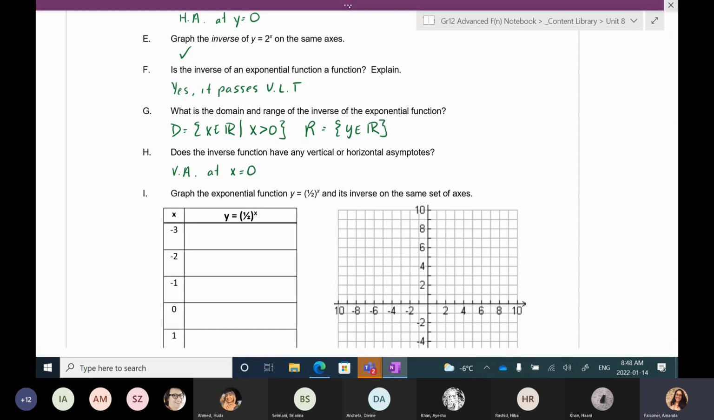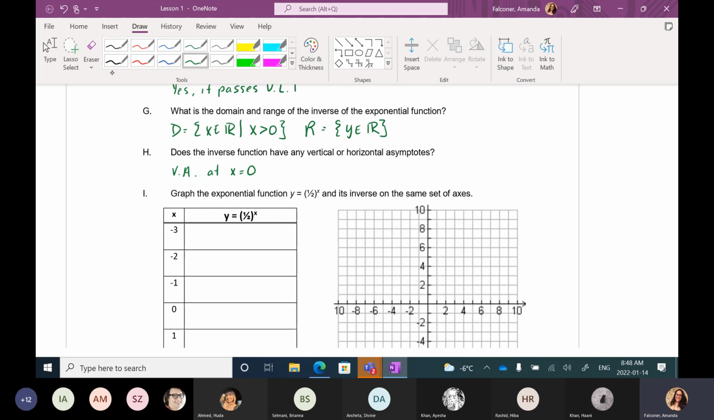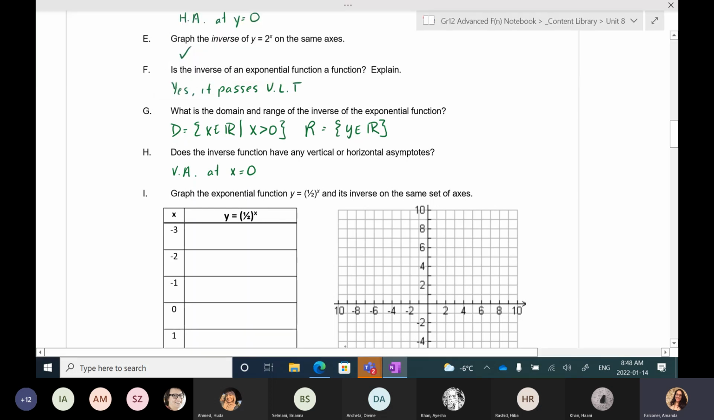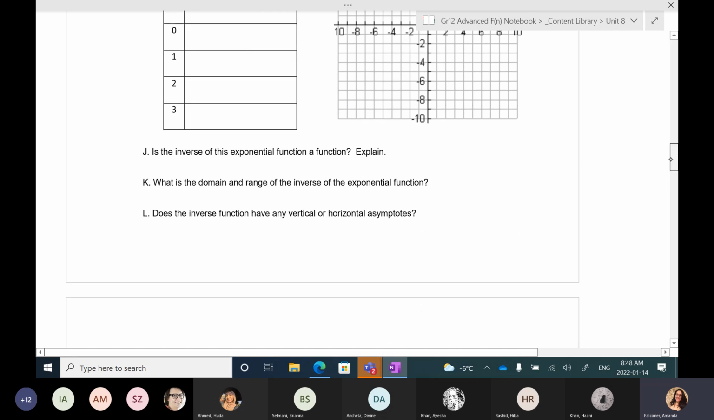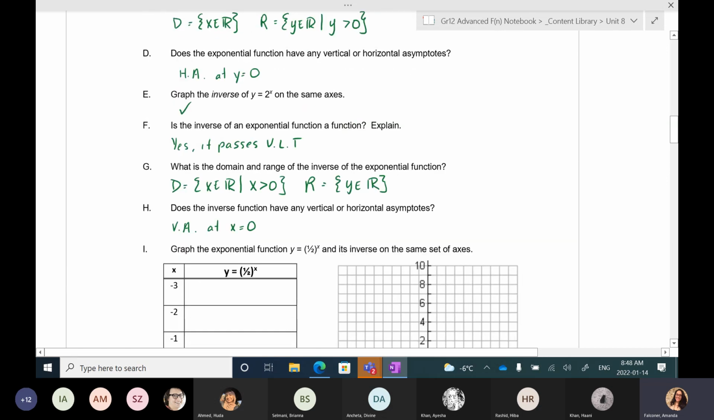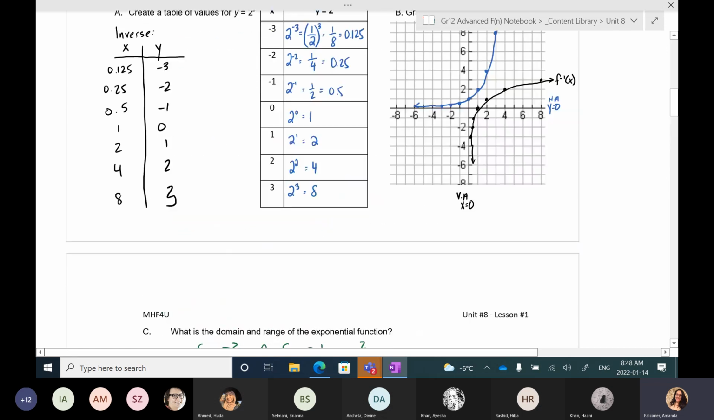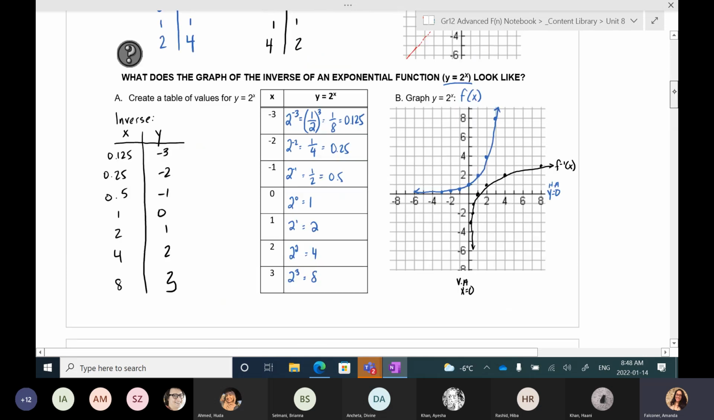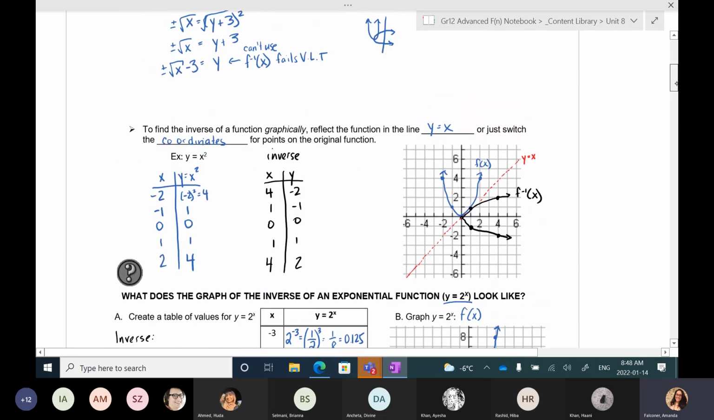Okay, so now we are going to go back to the blue pen, and we're going to graph the original function and its inverse on the same axis. I'll go through this, but just keep in mind that I think this was supposed to be done as an investigation, but I'll just kind of slowly go through it. We will investigate together.